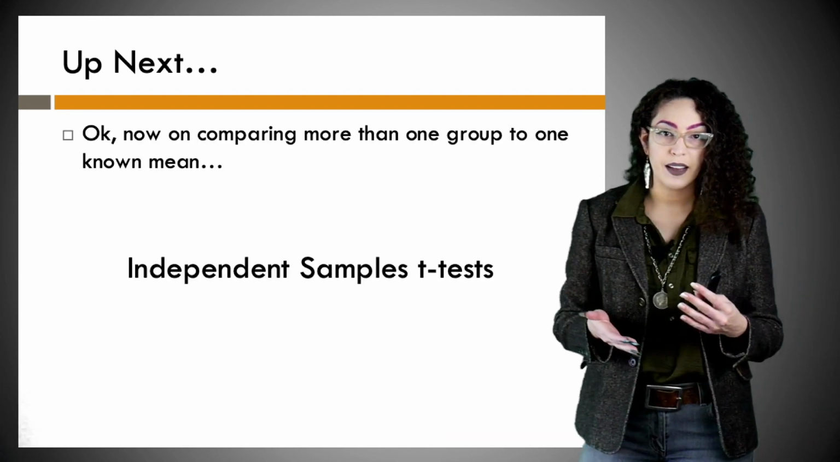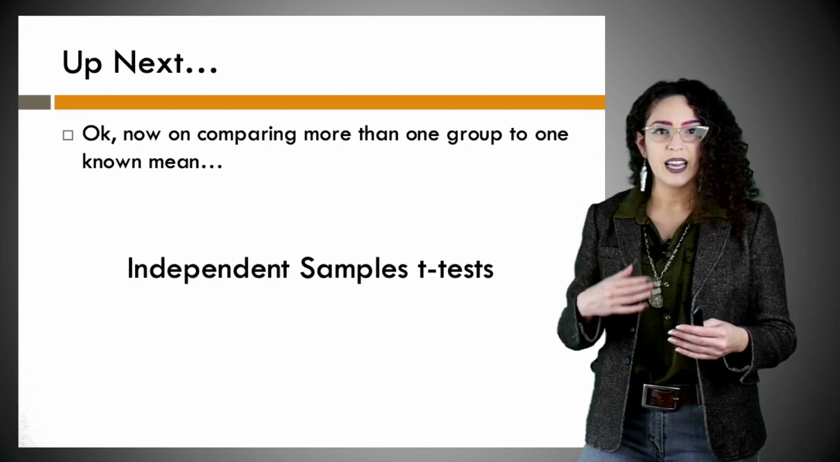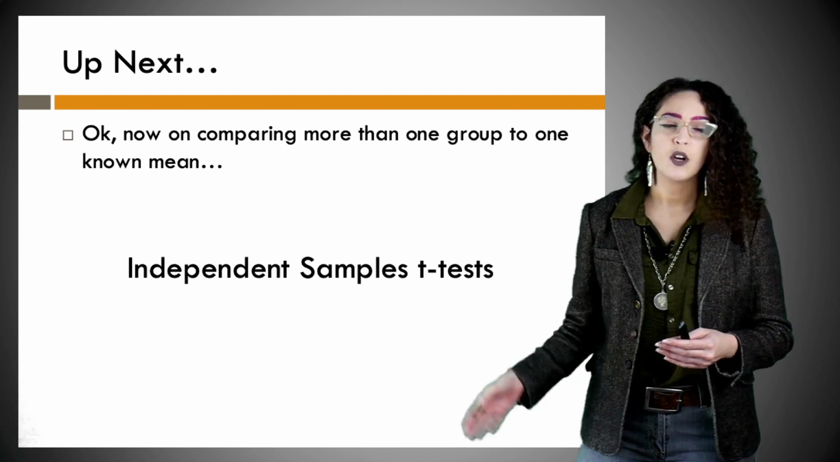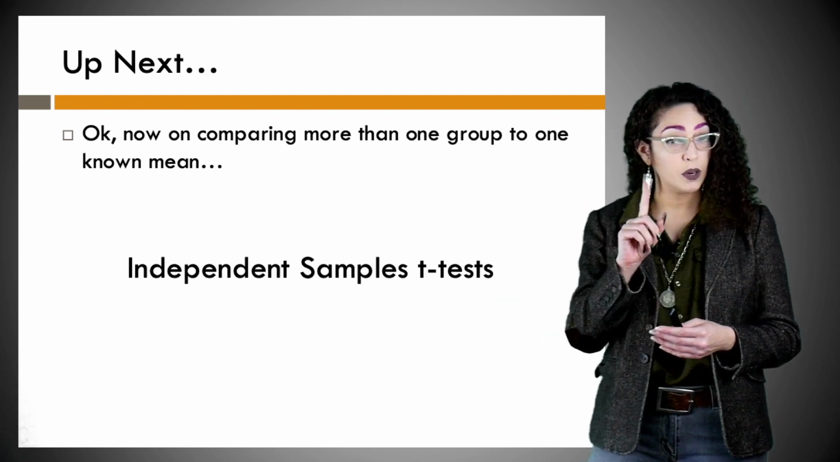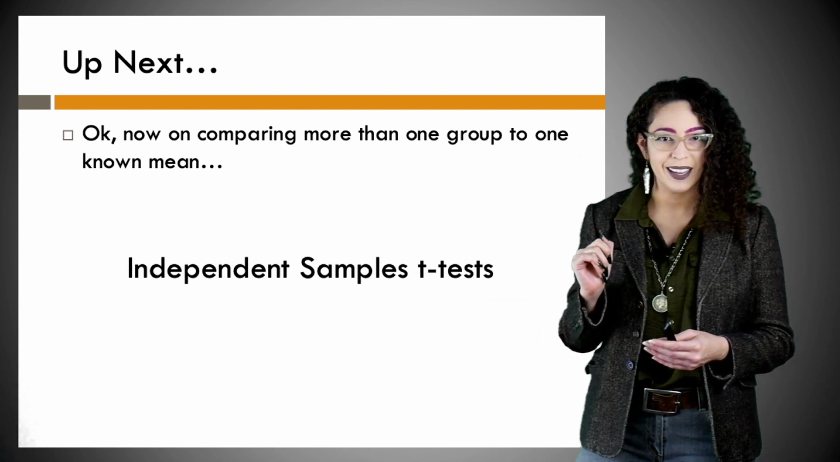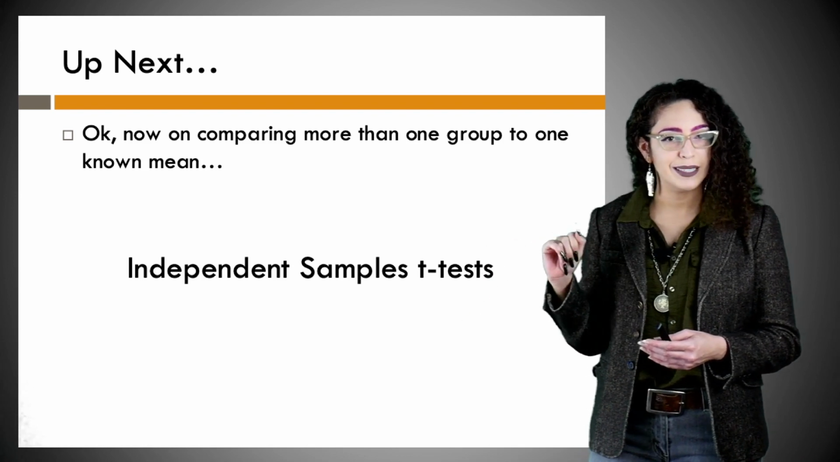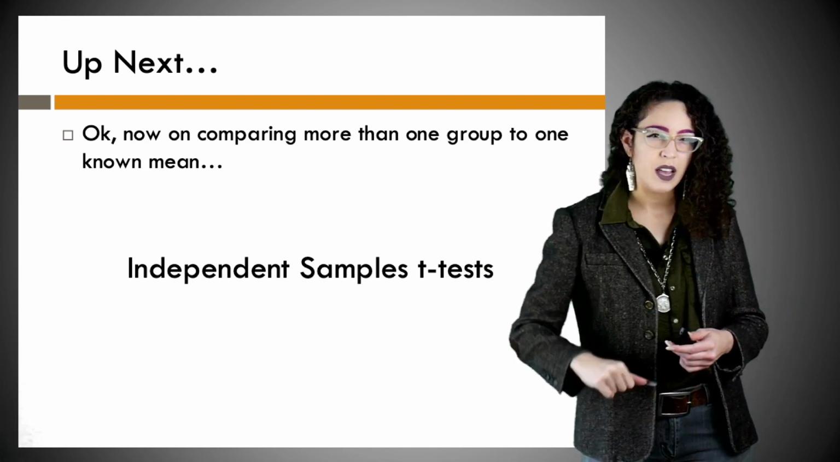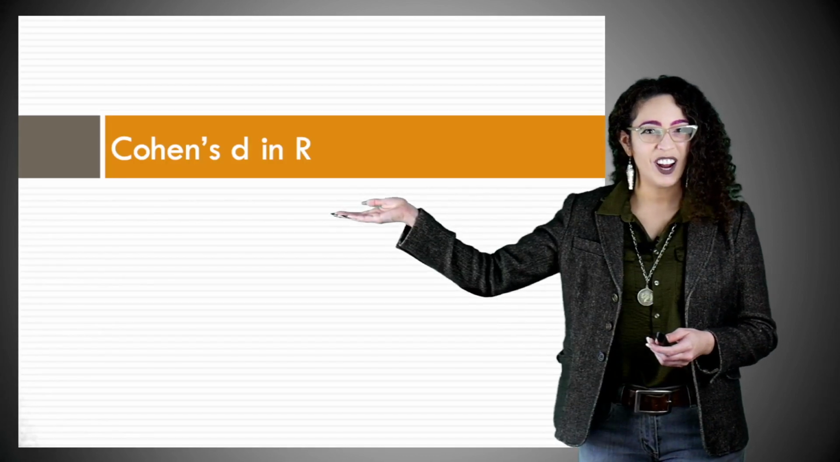All right, now that we know about hypothesis testing and how to interpret Cohen's d, we can finally move on to comparing more than just one group to some known mean. Next up, independent samples t-tests. I'll see you there.